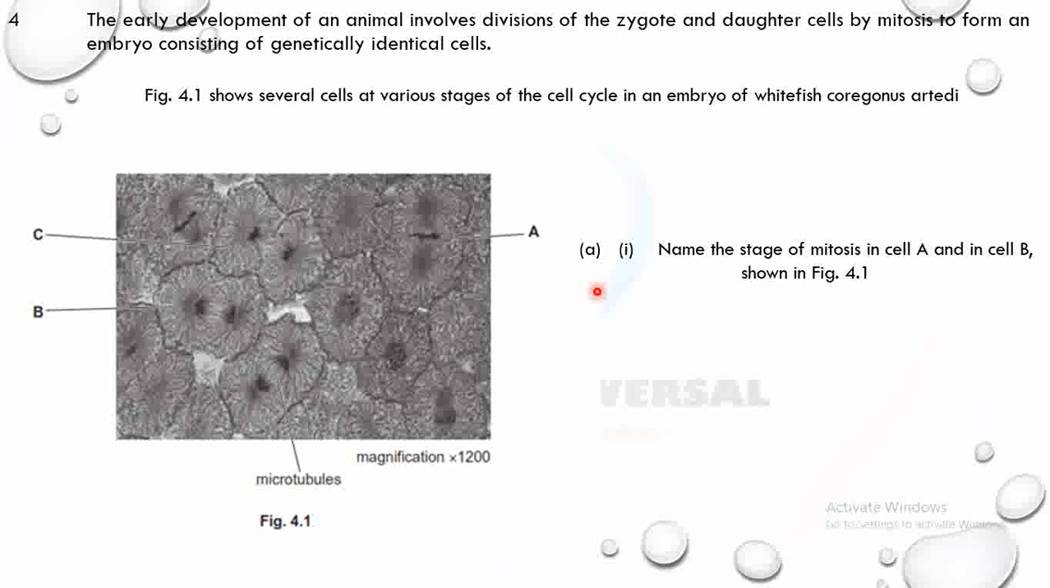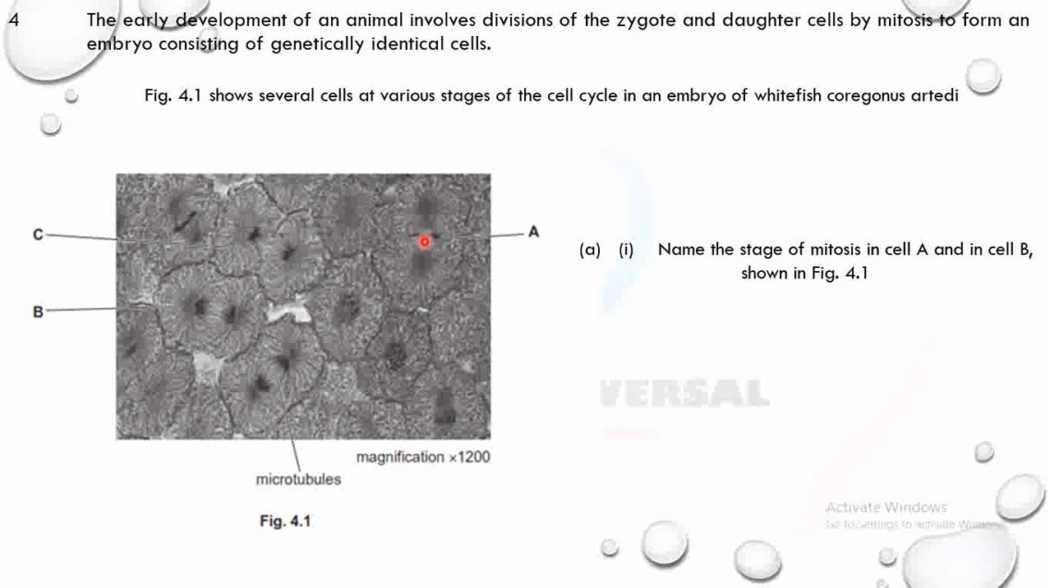It's simple. Look at cell A. Can you see the one that is visible, that stains? It is the chromosome. Now, chromosomes, pause the video and try it. Can you see that in A, the chromosomes line up at the equator? This is a cell. Can you see these are the microtubules, the spindles? Now these lines are at the equator, in the middle of these poles. So this is metaphase.